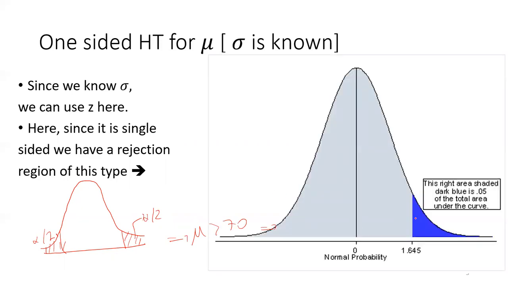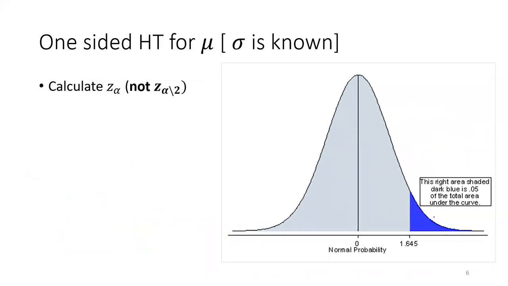So I have a rejection region of this type. I don't put anything on the other side, because this is a single-sided test. I put all of my alpha here. Be careful: this is not alpha over 2, because now my extreme points are on one side, not on two sides. The area here is alpha, and this is my rejection region.